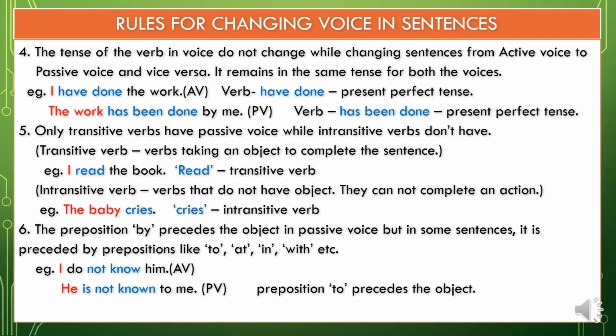Then next is, while changing the voice from active to passive, the main verb is always preceded by a form of the be verb, and the verb takes the third form or the past participle form. The fourth one is that while changing from active to passive or passive to active, the verb will not change its tense. The verb will remain in the same tense.